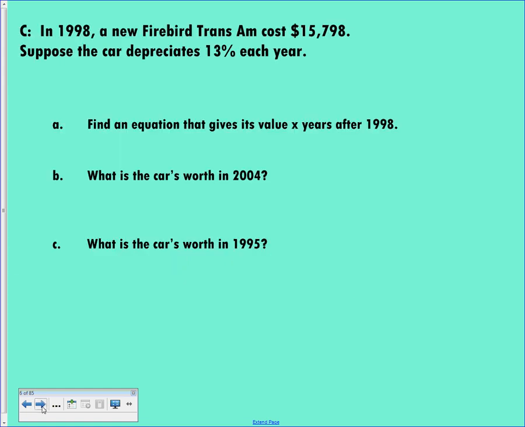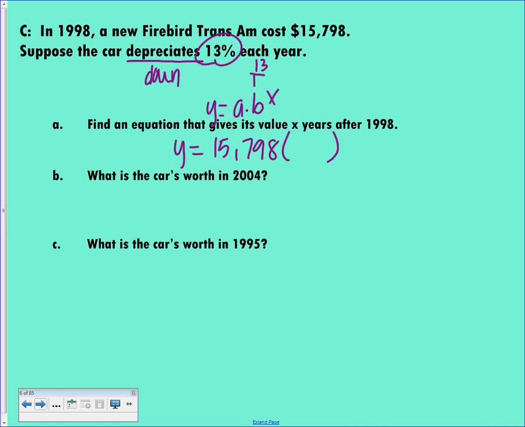So let's try some prehistoric problems. Example C, in 1998, a new Firebird Trans Am cost $15,798. Suppose the car depreciates, okay, that means going down 13% each year. So find the equation. Okay, so again, same equation, y equals a times b to the x. So a is my starting amount, so 15,798. B is my growth factor. Okay, now here's where it gets a little trickier. So it's depreciating 13%. So again, I'm still going to divide that off by 100, but this time I'm going to do 1 minus that, okay, to get a percent of 87, okay, for my growth factor.